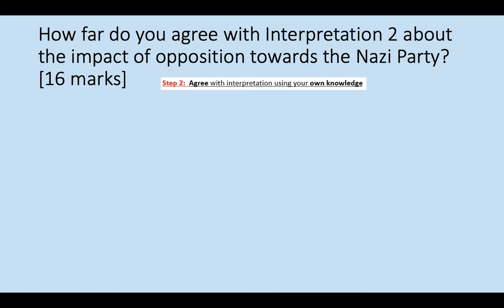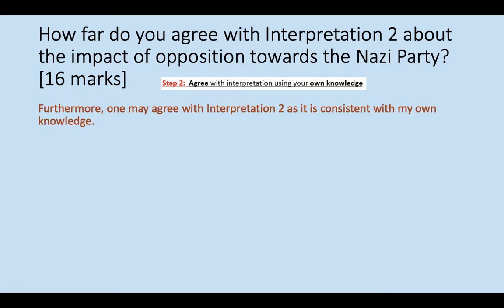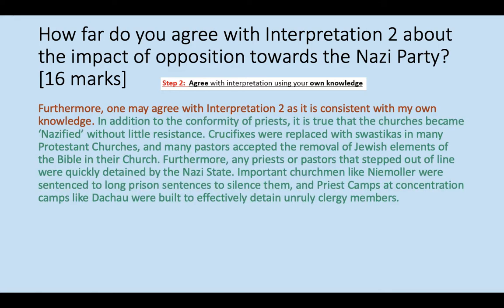So here we go. Step 2, agree with interpretation using your own knowledge. So let's do that. Making our point. Furthermore, one may agree with interpretation 2 as it is consistent with my own knowledge. Now, let's show that knowledge. Let's put in our lovely spend evidence with our examples here.